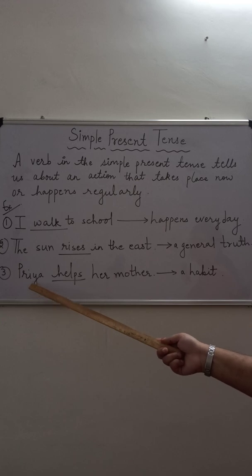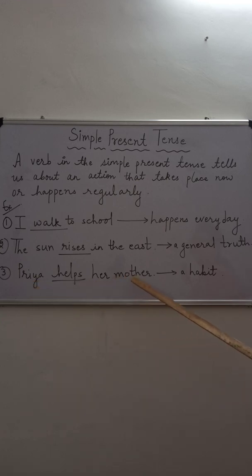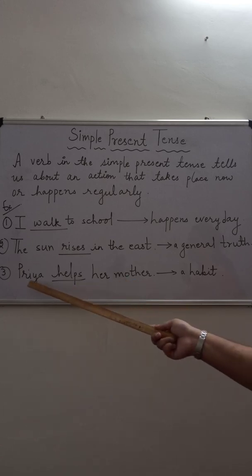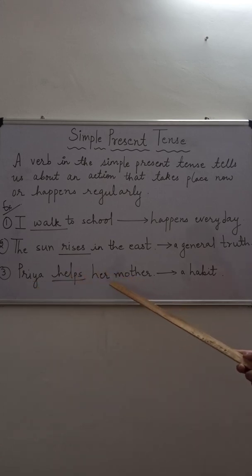Similarly, third one, Priya helps her mother. Now this statement is a habit. It is a habit of Priya to help her mother every day. So here this action is also in the simple present tense.